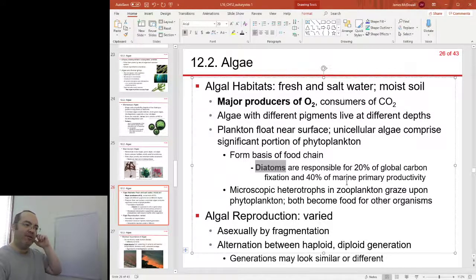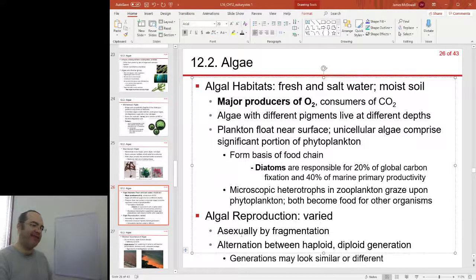40% of marine primary productivity is thanks to diatoms. So a little short of half of all the energy and all the carbon that's in the ocean is there because of the action of diatoms.